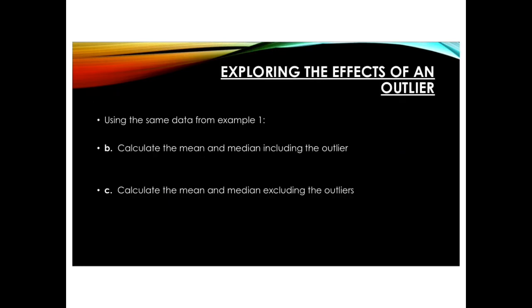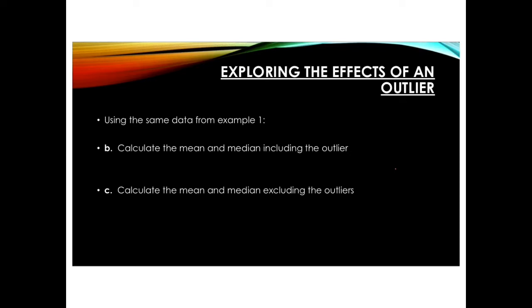Knowing that we have an outlier, it can affect different things for our data, not just the box and whisker plot. So what we're going to do right now is we're going to calculate the mean and the median with and without the outlier. So go ahead and pause the video and try and find those on your own. And then once you have them, go ahead and check back in and see what your answers are.